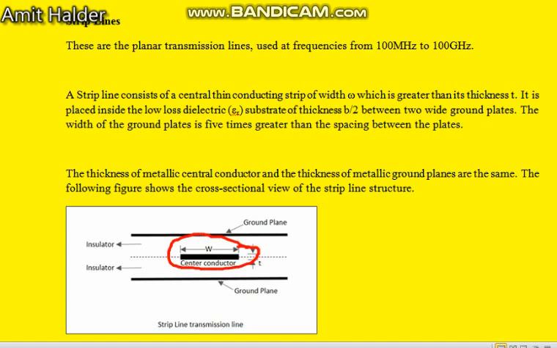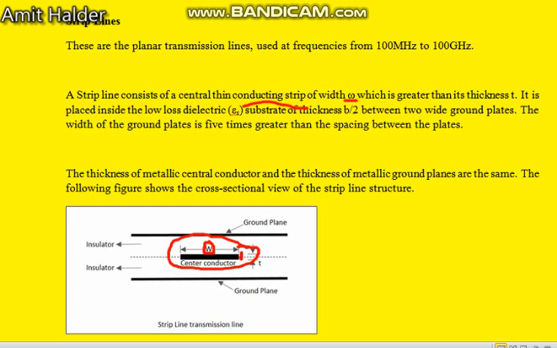Just by changing the width of the strip, you can change the parameters, or you can change the electromagnetic wave propagation in the strip lines. There are two insulator sides and two ground planes outside, and a simple center conductor inside. The conductor is a strip, a simple rectangular shape, very small, that has been incorporated in the structure. So a strip line consists of a central thin conducting strip, whose width W is greater than its thickness T. It has a thickness of T.